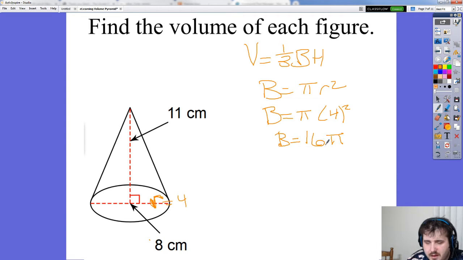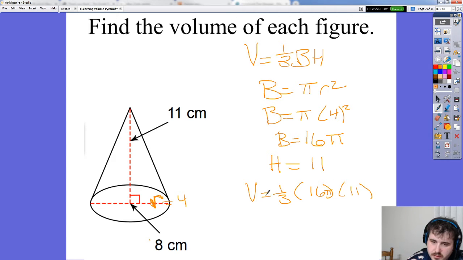And just leave it. You don't have to do anything with that pi. That pi is just going to hang along for the ride. All right, and your height they give you here is 11. And then I'm just going to do my whole problem. 1/3 times 16 pi times 11. Now here's what I'm going to tell you with this. Notice, neither 16 nor 11 is evenly divisible by 3. So just like the pi, don't try and do stuff with the 3. Just, what's 16 times 11? 176, right?